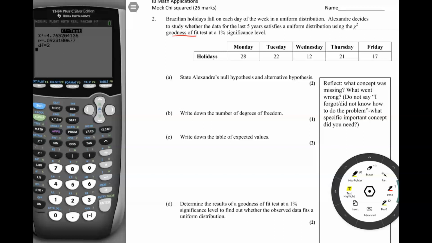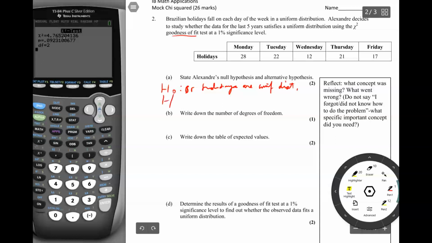Part A, state Alexandre's null hypothesis and alternative hypothesis. Now remember, the null hypothesis for the first page was that two variables are independent. In this particular case, it's goodness of fit. What we're looking for is that Brazilian holidays are uniformly distributed. So that is the null hypothesis for a goodness of fit test.